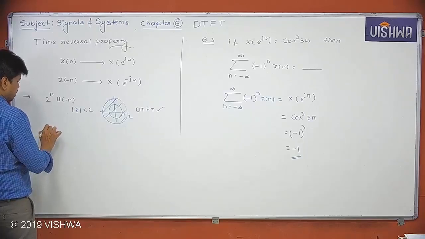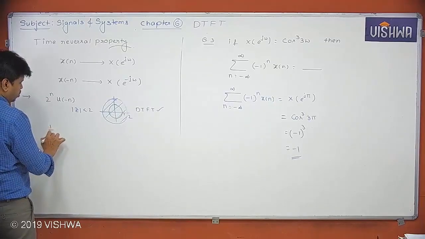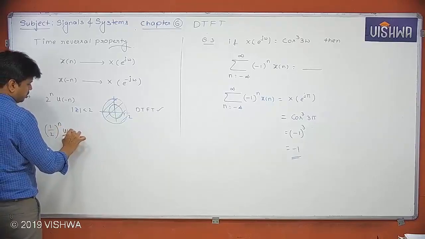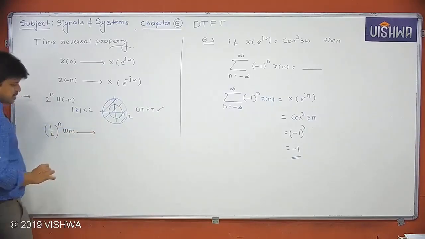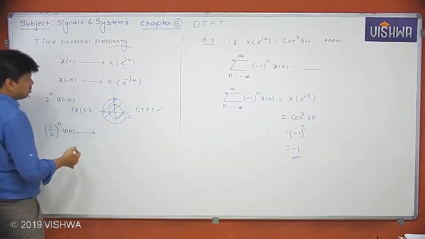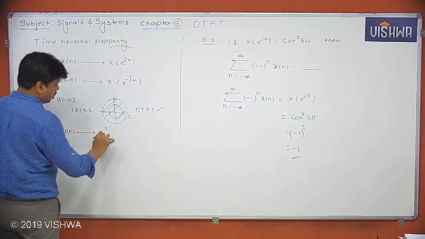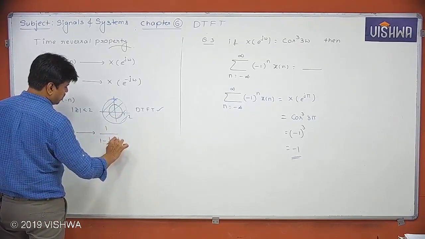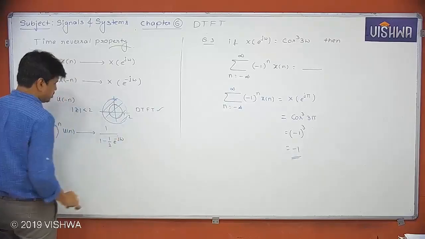So if the DTFT exists, we can do it directly from the Z-transform. Let's say 1 by 2 whole power n u of n. First we can take this signal. For this, what is the Z-transform? Or we can say, what is the DTFT? 1 by 1 minus 1 by 2 e power minus j omega.